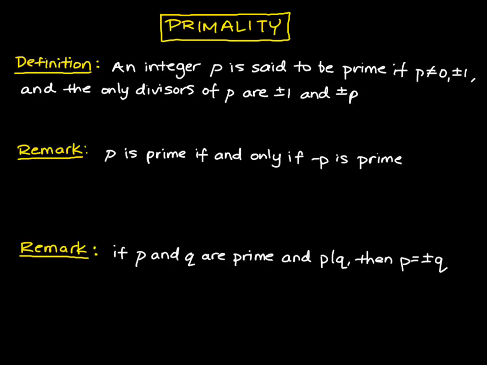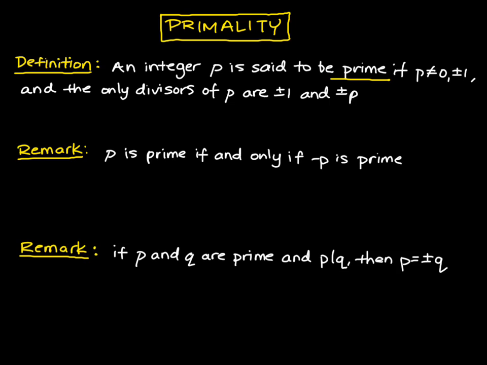Here we discuss the definition of a prime number and some properties regarding primality in the integers. So first let's start with the definition. An integer p is said to be prime if p is not equal to 0, it's not equal to plus or minus 1, and its only divisors are 1 and itself, plus or minus.